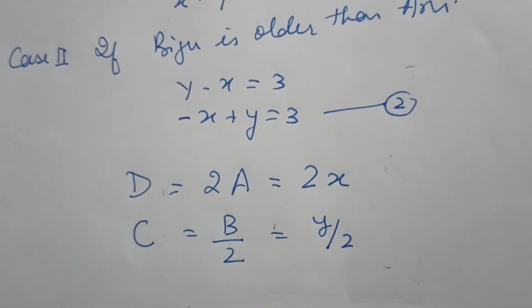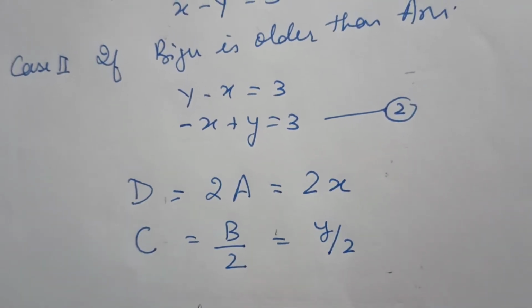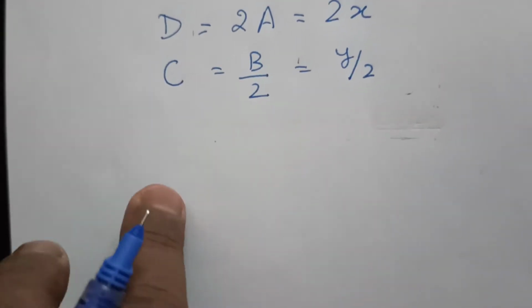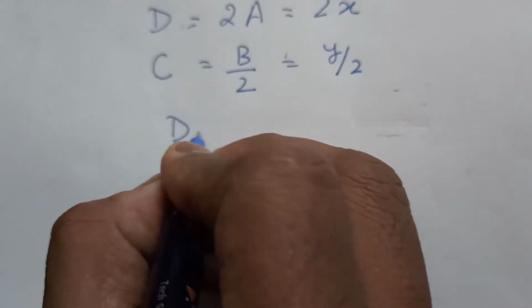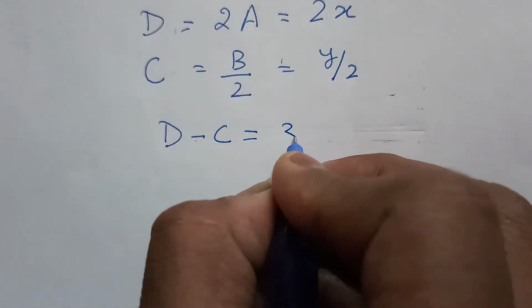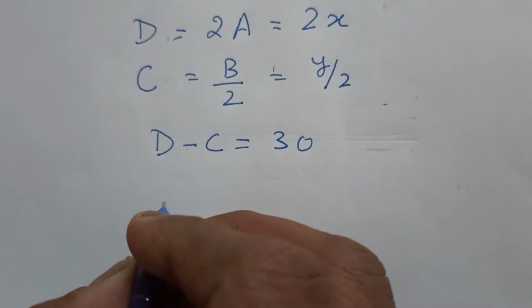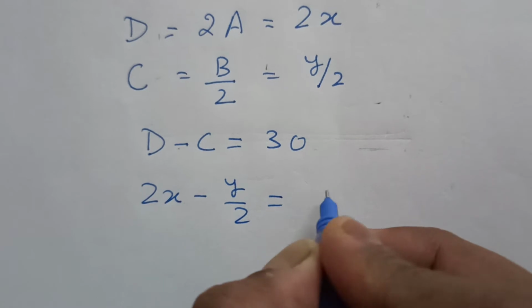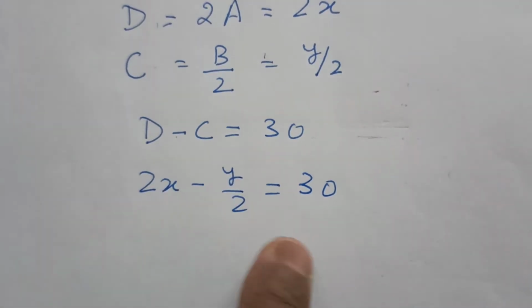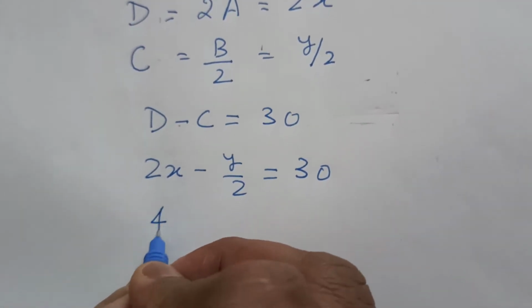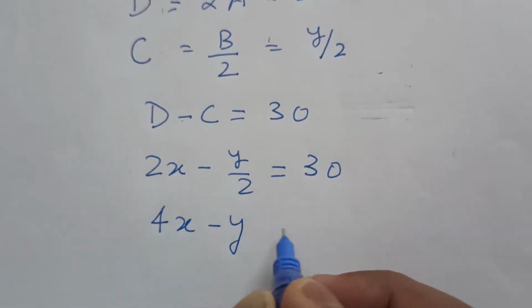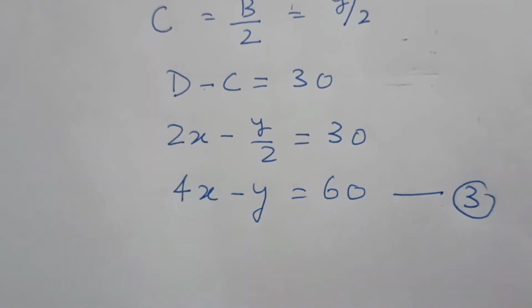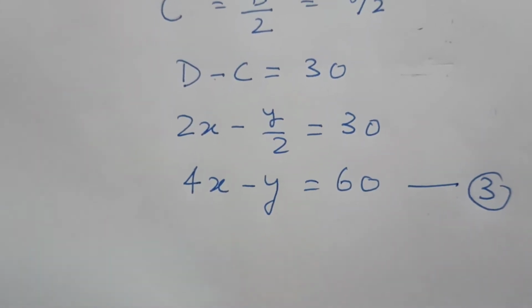Now the condition given is that the ages of Kathy and Dharam differ by 30 years. Now students, since Dharam is a father, it has to be D minus C is equal to 30, and then we substitute these values as 2X minus Y by 2 is equal to 30. Let us simplify it further. So we get 4X minus Y is equal to 60. This will be our third equation. So in this question we have got 3 equations.